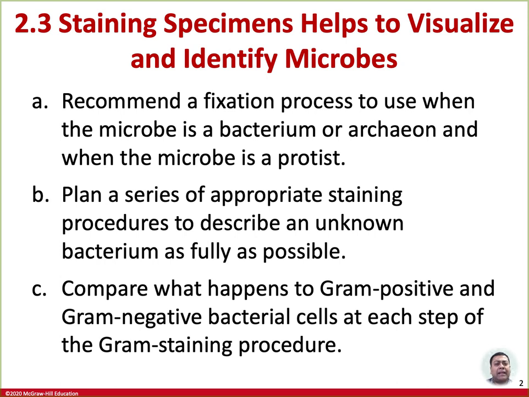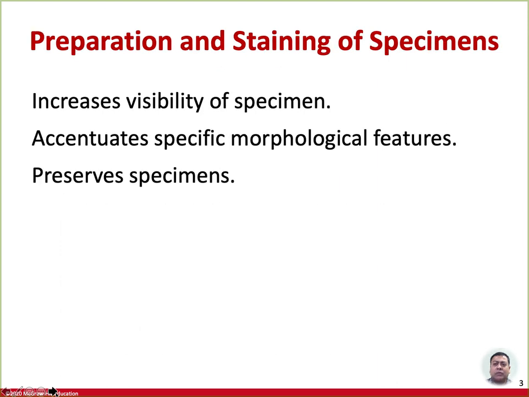And then we're going to plan a series of appropriate staining procedures to describe an unknown bacterium as fully as possible, different types of bacteria. And also we are going to compare how the gram positive and gram negative cells differ during each step, and how the two different staining methods actually stain them in different ways. And this is a very, very common process. And we are going to talk about that in detail as well.